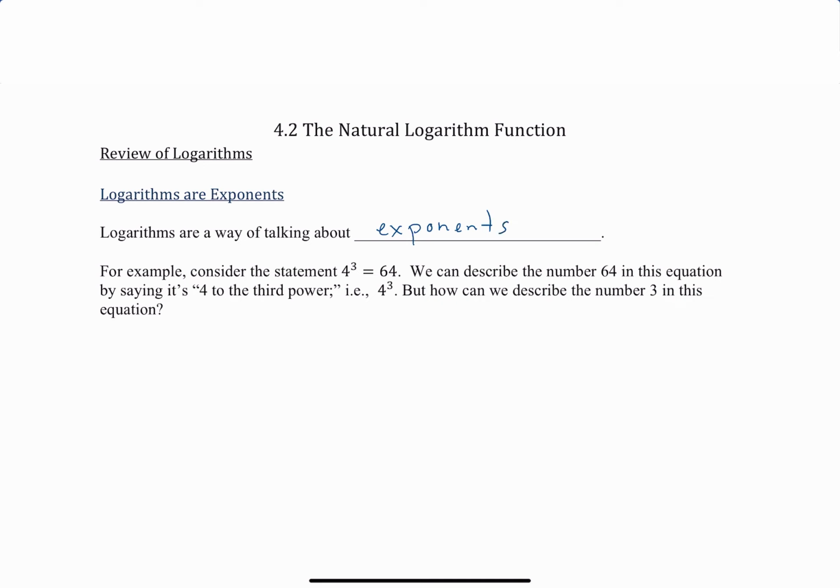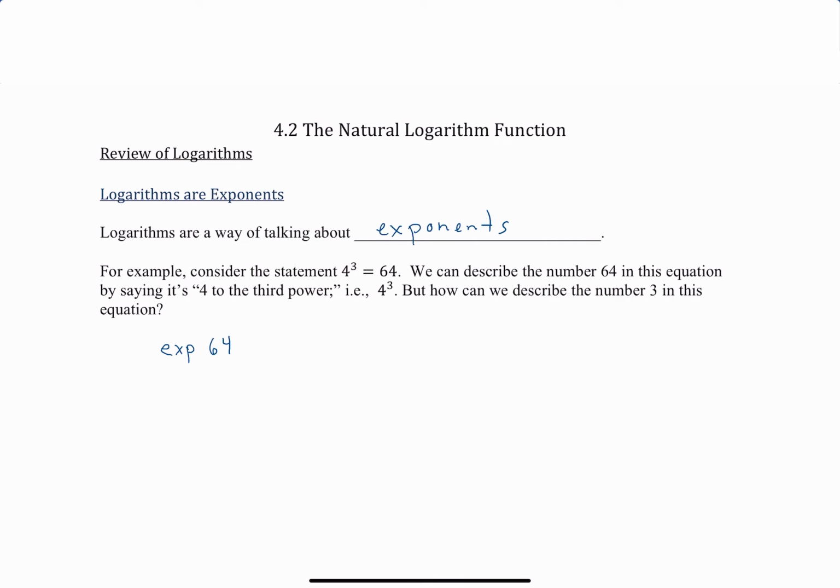For example, consider the statement 4 cubed equals 64. That gives us a description of the number 64 in the equation. It's 4 cubed, 4 to the third power. But how could we describe the number 3 in this equation? Well, 3 is an exponent, so if anyone had asked me, I'd probably call it that. Exponent, and then maybe say it's the exponent of 64. In other words, the exponent you'd need to use to get 64.